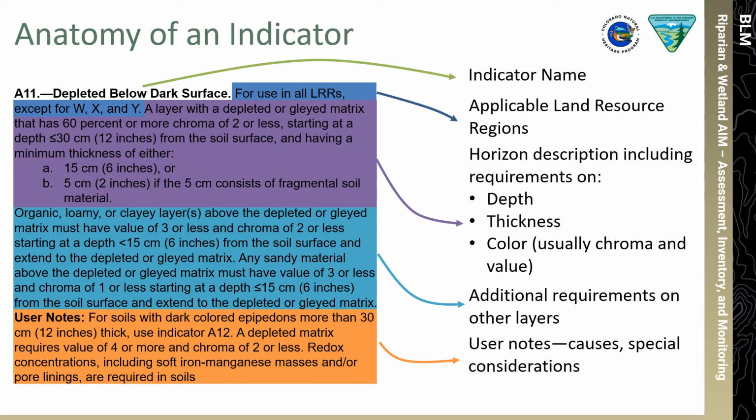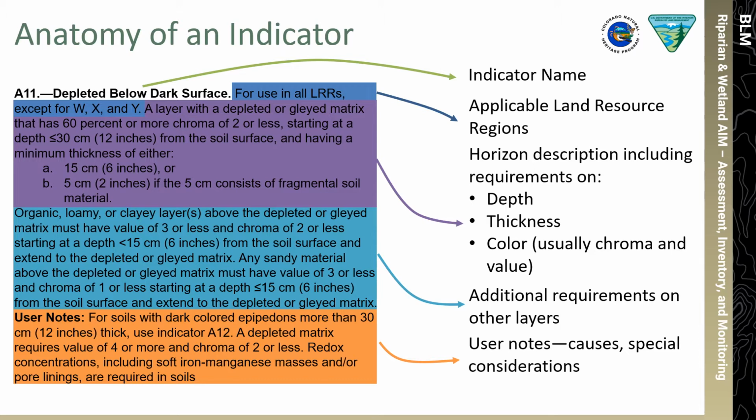Here we have an indicator A11, depleted below dark surface. First, it'll tell me which LRRs it's associated with. Then in purple, we have the bulk of the information we need, which is the depth, thickness, and color requirements for soil. Here we need a gray horizon, i.e. low chroma, that is either 15 centimeters thick or 5 centimeters thick if it is fragmental.